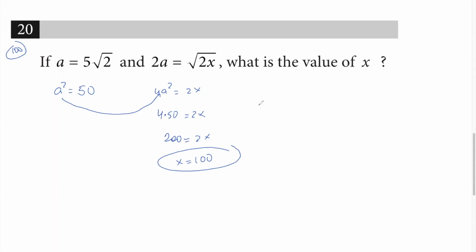Okay, it was all about the no calculator section of SAT practice test 1 given out by the College Board. So I hope the video helped.